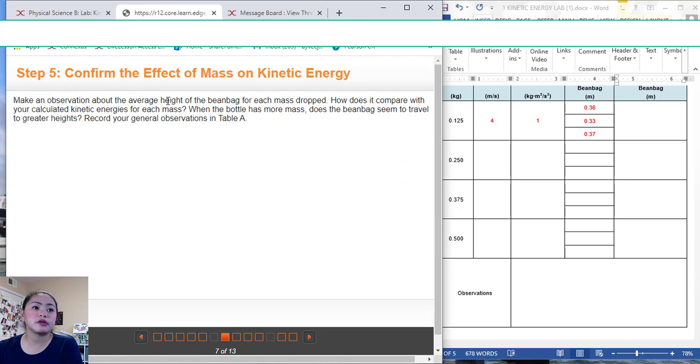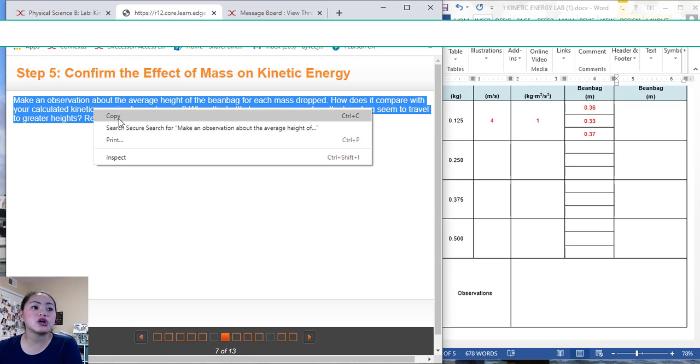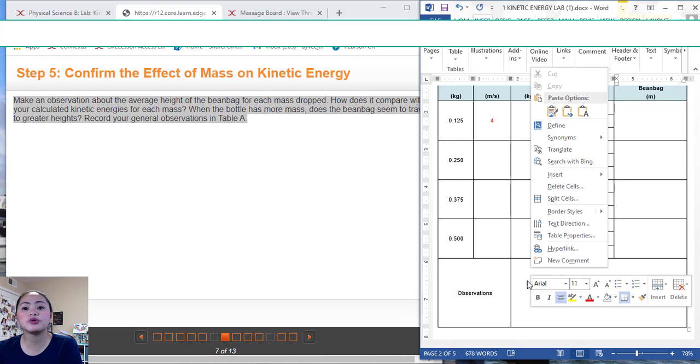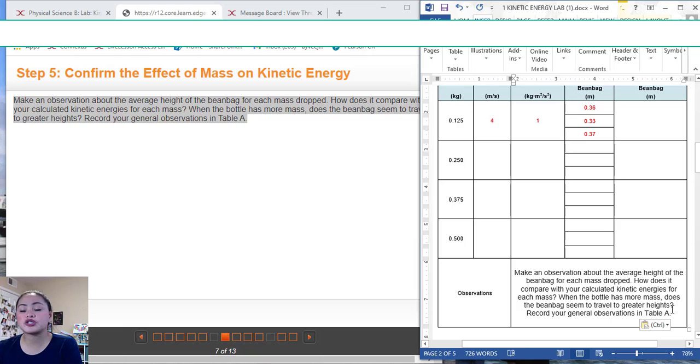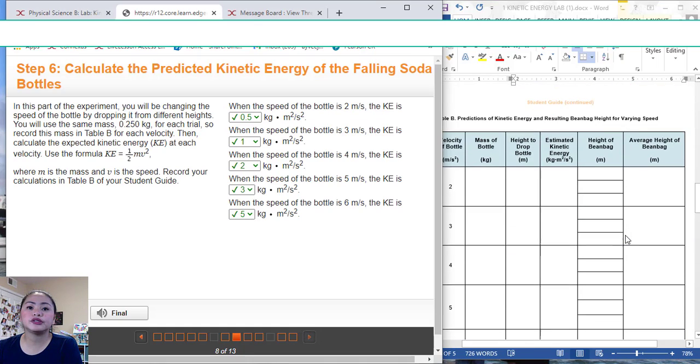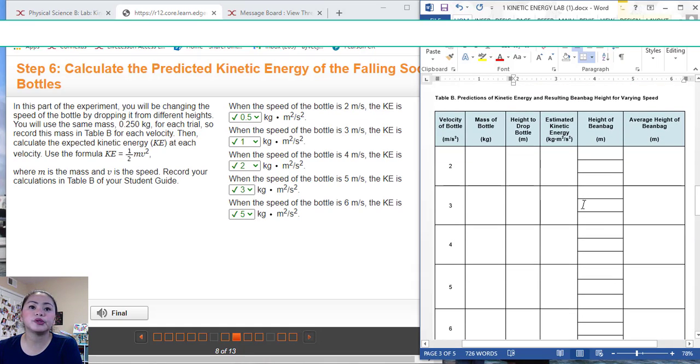Make an observation about the average height of the beanbag for each mass dropped. How does it compare with your calculated energy? And so you are going to answer that question here. I'm just pasting the question so you know what question to answer here. You don't need to paste it, but if you want, then go ahead and then just add your answer. But this is the question that you are going to answer. I will highlight that.